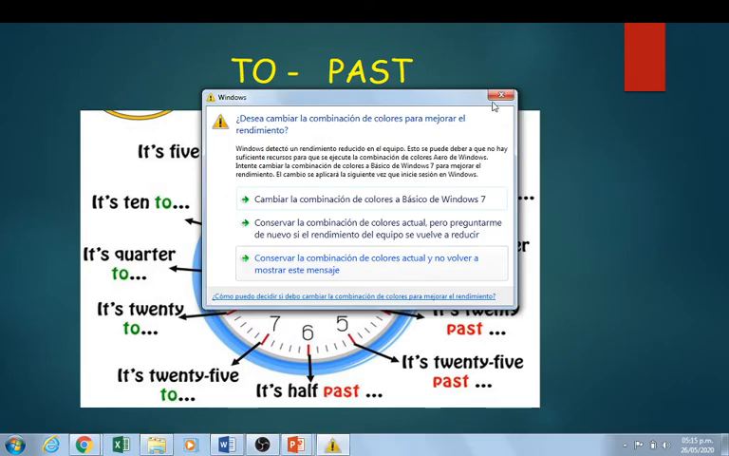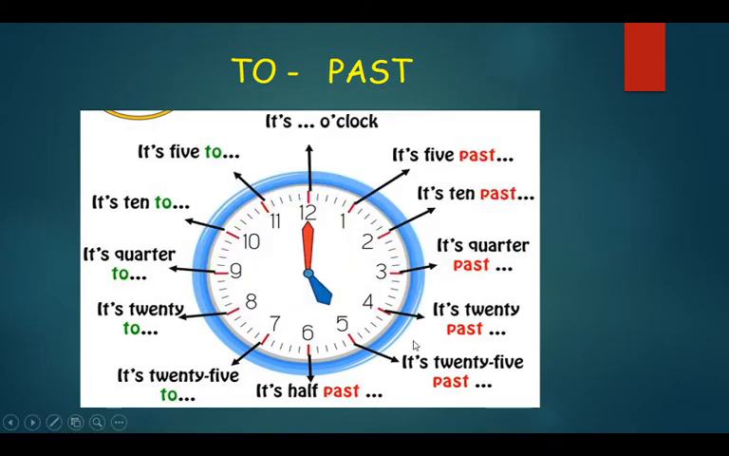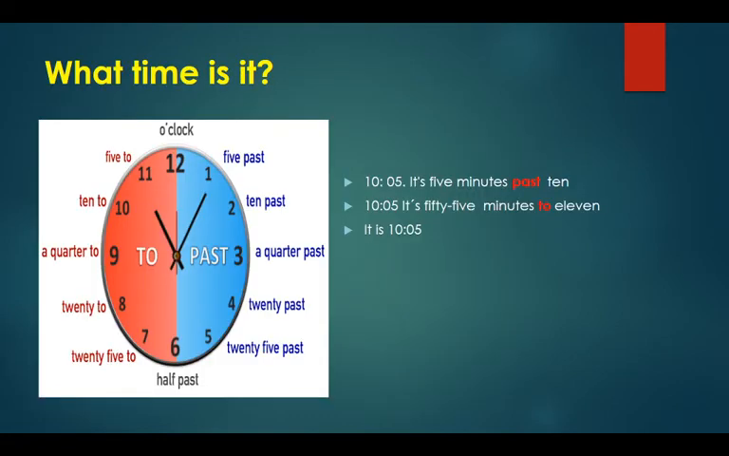It's a quarter past. It's 20 past. All of this is past. Okay, pay attention. All of this is to. This is so important. Okay. What time is it? This is an example. Pay attention. In red color, you can see to: 5 to, 10 to, a quarter to, 20 to, 25 to. Previous to the time is an example.